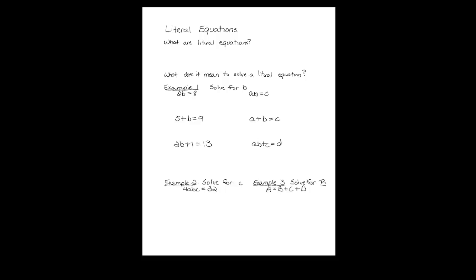In this section we will be working with literal equations. Now, literal equations are equations containing more than one variable. Some examples of literal equations would be the volume of a cylinder, V equals pi r squared h. Or maybe the formula for simple interest, I equals PRT. Or the area of a triangle.